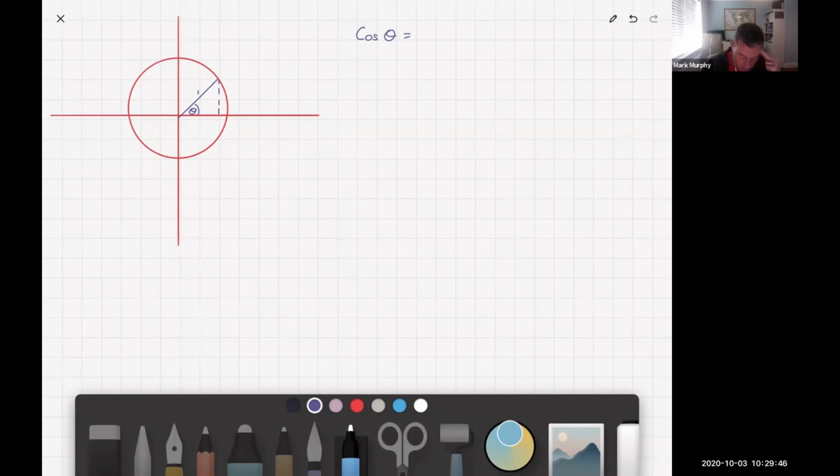Cosine of theta is adjacent, so that's that line there, P. So it's P over 1, isn't it? So then P is equal to the cosine of theta. And similarly, the Q there is equal to sine of theta. In other words, I'll rub that out and write in what it actually is. So that length is equal to the cosine of theta, and this height here is equal to the sine of theta.